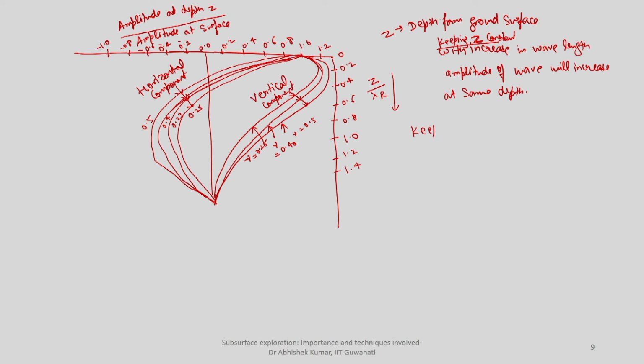On the contrary, second thing, keeping lambda r constant, like for a particular wavelength, if you observe with respect to the depth, you will see the amplitude of the wave decreases with depth, with increase in depth. So, that is how for the Rayleigh wave, though the amplitude is significant at the ground surface, as you go deeper and deeper, the signature of the Rayleigh wave to be detected by any sensor will be relatively less. So, the amplitude of the wave decreases with increase in the depth.